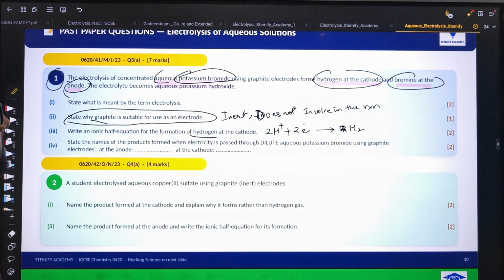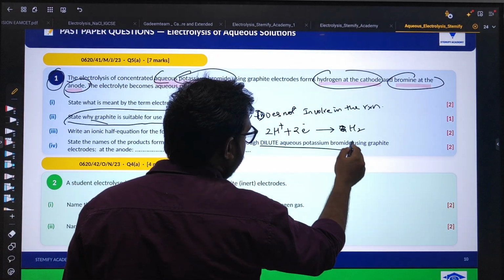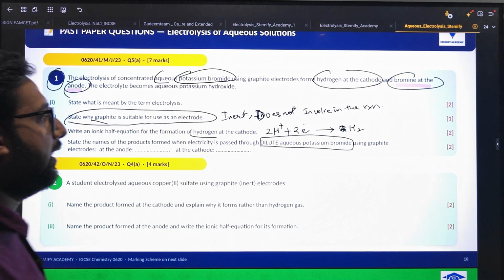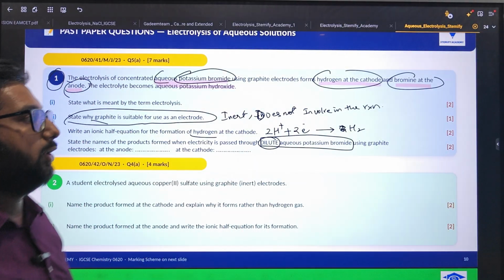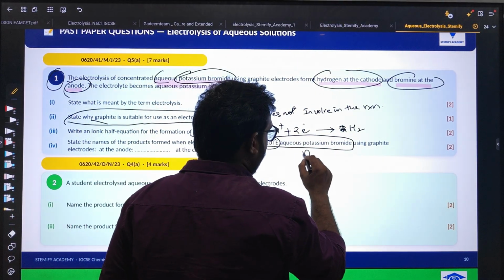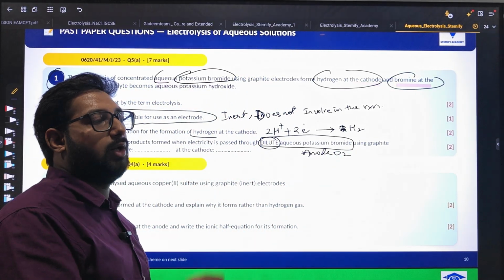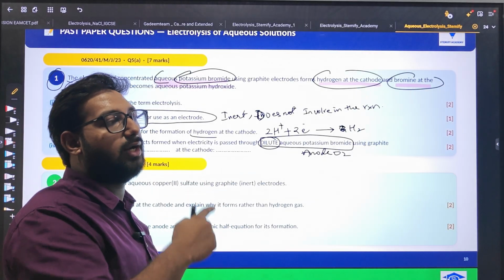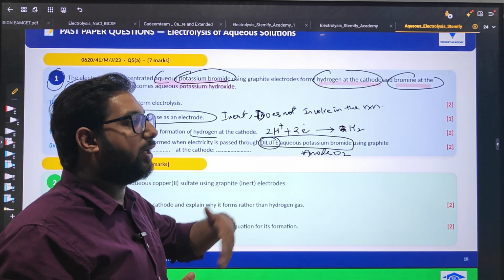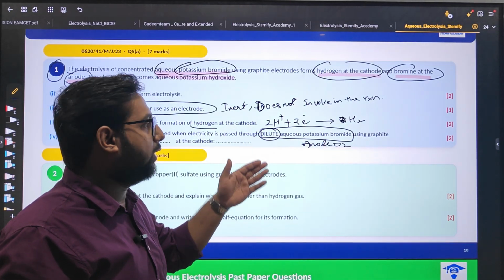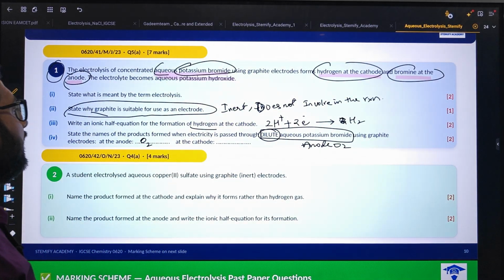State the name for the product formed when electricity is passed through dilute aqueous potassium bromide. Remember, dilute aqueous potassium bromide. The moment you say dilute, at anode, O2 is evolved. Why? Look at the previous slide or go back to the video and check why O2 is obtained at anode when you see a dilute solution. So at anode O2 is evolved.